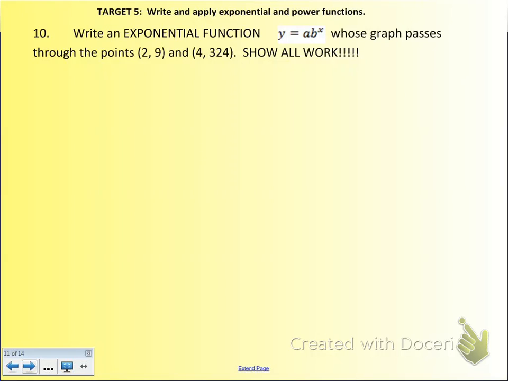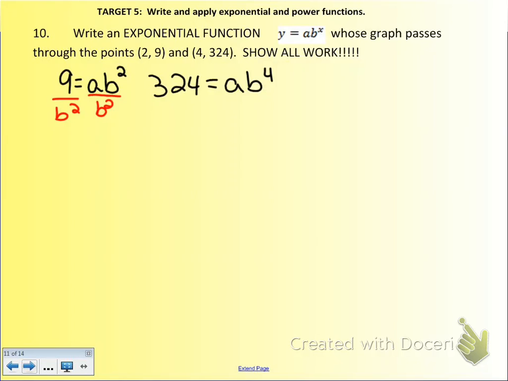Welcome back. Okay, so we have 9 equals ab squared. Then we have 324 equals ab to the 4th. I'm going to take this first equation and solve it for a. So we're going to divide both sides by b squared. So we get a equals 9 over b squared.